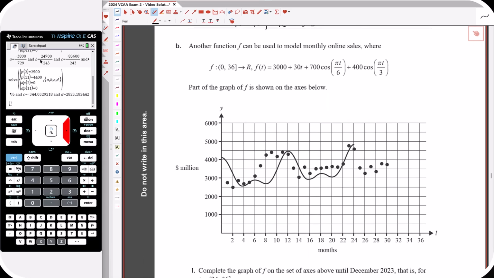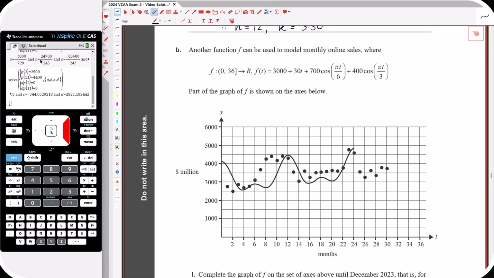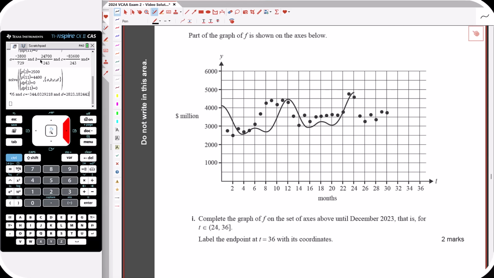Okay, another function f can be used to model the monthly online sales. So this time it's a sort of complicated trig function. We've got part of the graph shown here. We've got the graph from 0 to 24, so the first 2 years' worth, but it has a domain from 0 to 36. Complete the graph.